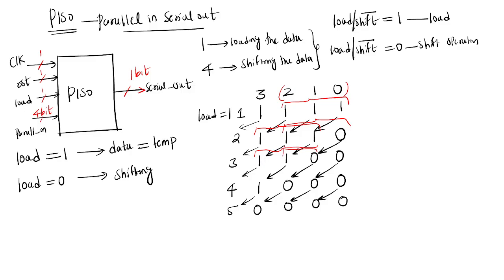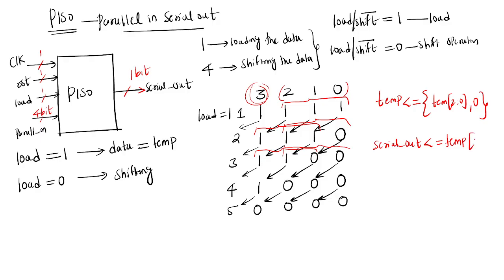Okay, at the 4th clock pulse, this 11100 is copying over here. Every time, from the left, you are loading the data. So how you can write that is temp. Temp you are initializing to what? Temp non-blocking with temp[2:0], 0. And where you are getting the data, that is serial out data. So serial out data, you need to initialize to what? Serial underscore out. You are getting the data at temp[3].